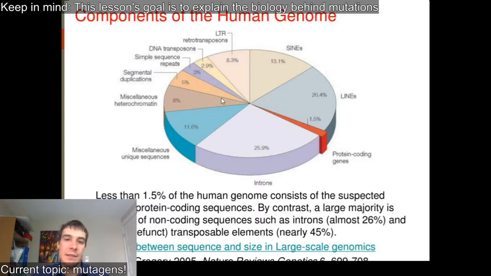Biologists are analyzing it right now, and they're finding more and more that the miscellaneous unique sequences actually do stuff, and the miscellaneous heterochromatin actually does stuff. But a lot of them, especially these introns, are literally just chopped out of the DNA when it's being used to make a protein. So those are useless. These guys are called jumping genes. They just jump around, and they're also pretty much completely useless. So a solid 45% of the DNA doesn't do anything, but it's copied every time anyway, because that's all that your cells know how to do.